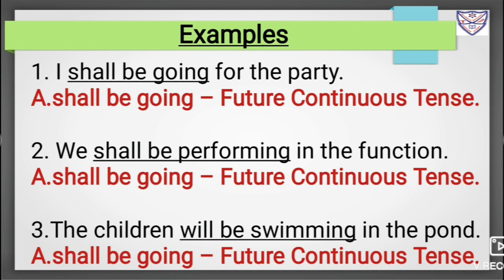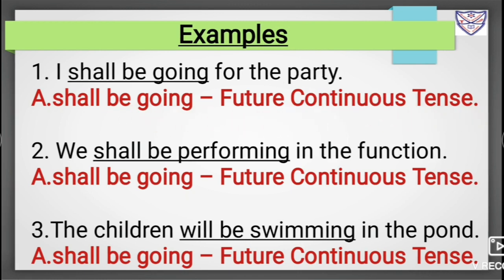So over here same thing comes, that is I is a subject. With this subject we are taking helping verb as shall be. Now after this helping verb we have verb plus ing, that is go plus ing will become going. Therefore we can say shall be going is in future continuous tense, as this verb shall be going shows an action that will be going on or continuing at some time in the future.